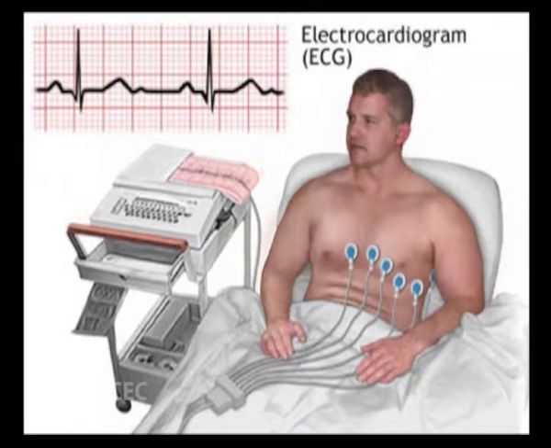The rate of conduction of impulse through the SA node is very slow, about 0.05 meter per second, while it is 5 meter per second, much faster, through the bundle of His. Electrical activities of the heart can be recorded by the electrocardiogram or ECG.